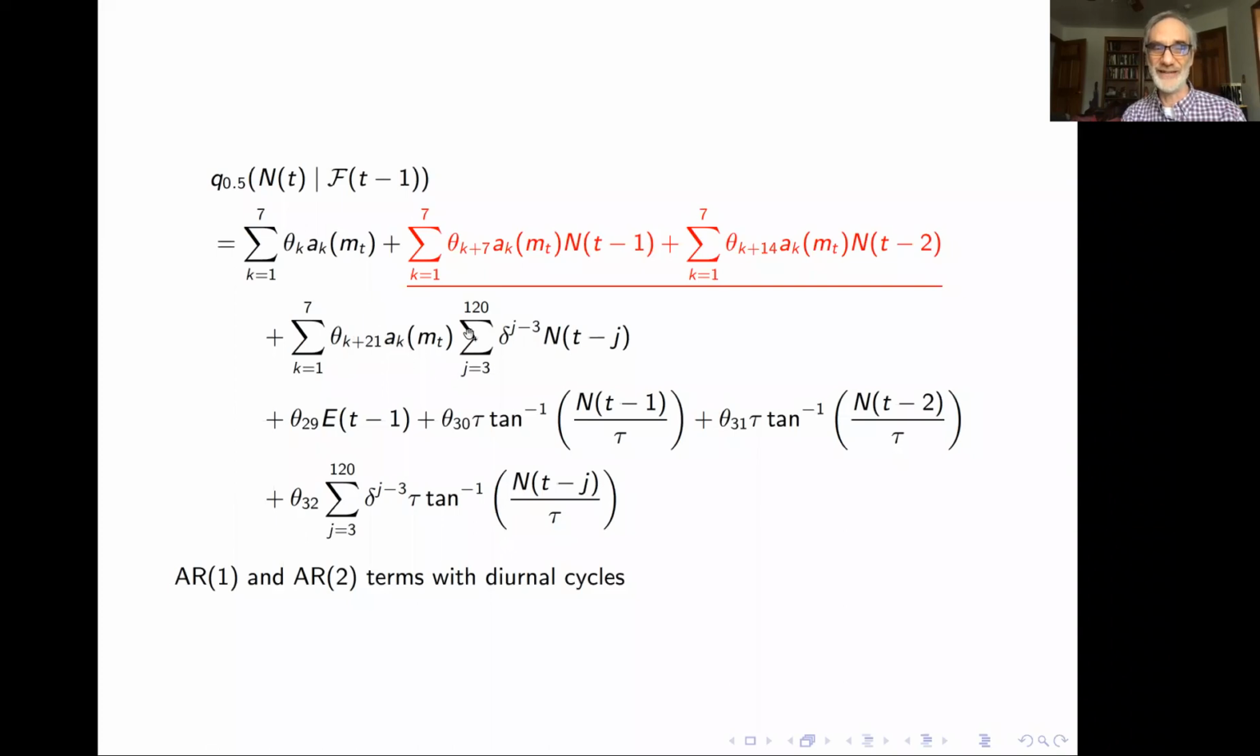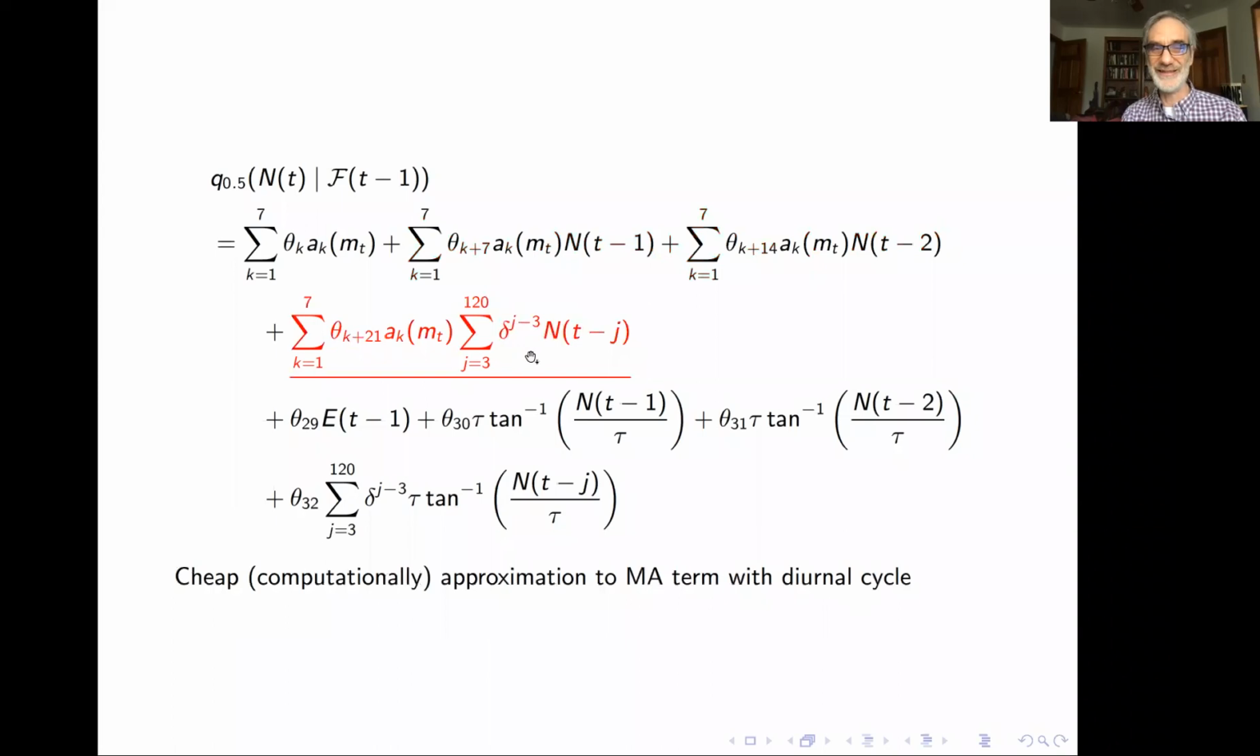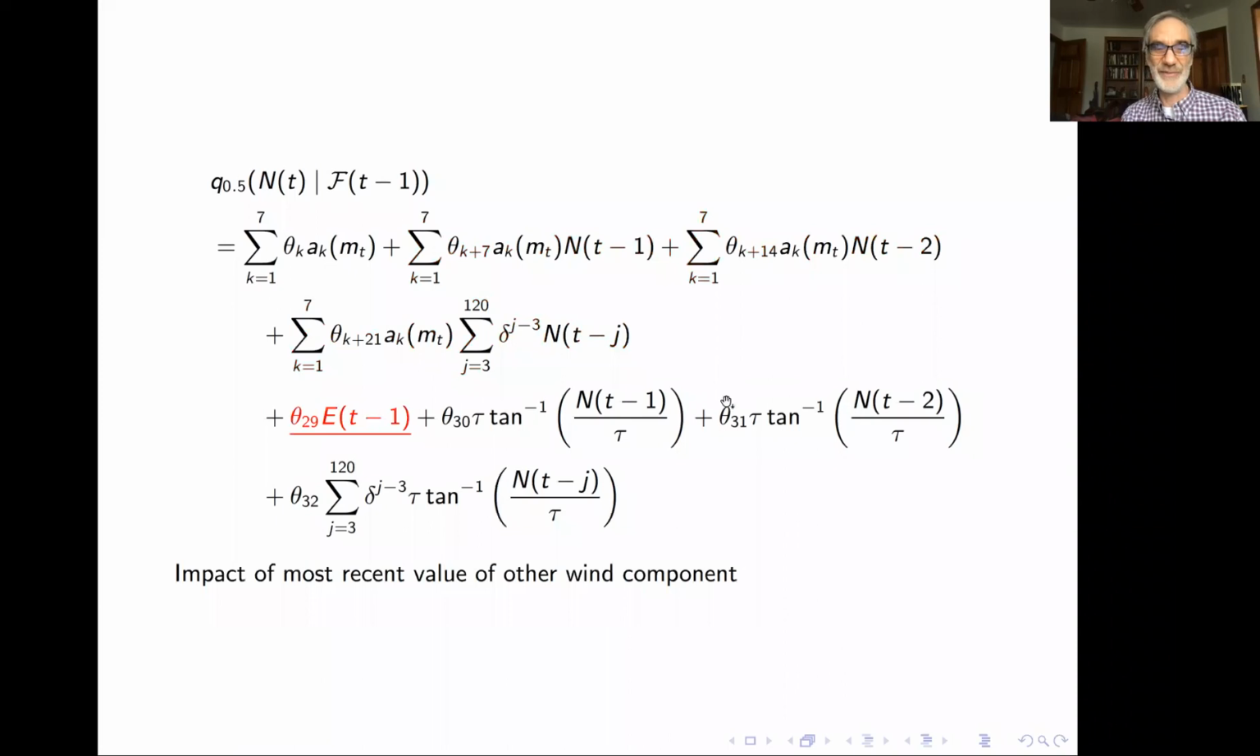And then this next term here: this delta is meant to mimic what happens with an MA component, and then it gets multiplied by something that also has a diurnal cycle. That doesn't turn out to be enough. So this term doesn't matter much, but I thought I would include it anyways. This is the effect of the most recent easterly wind on the northerly wind, and it seems to help a little bit, but not much.